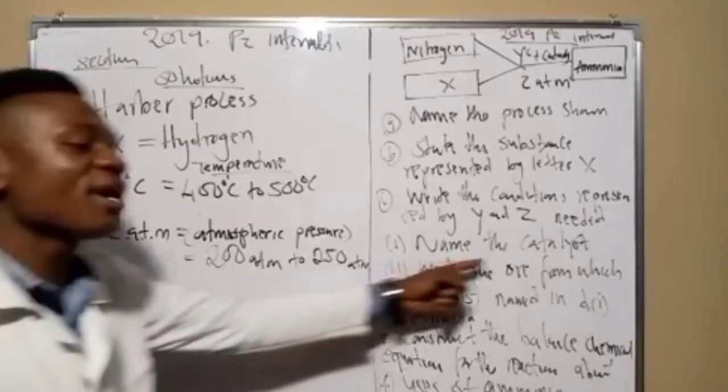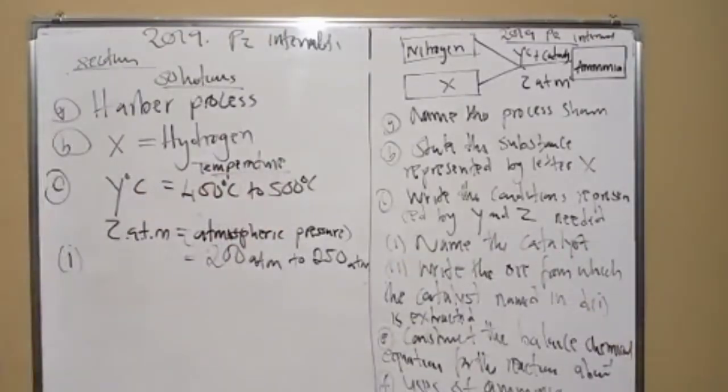Name the catalyst used. What catalyst do they use in the production of ammonia?